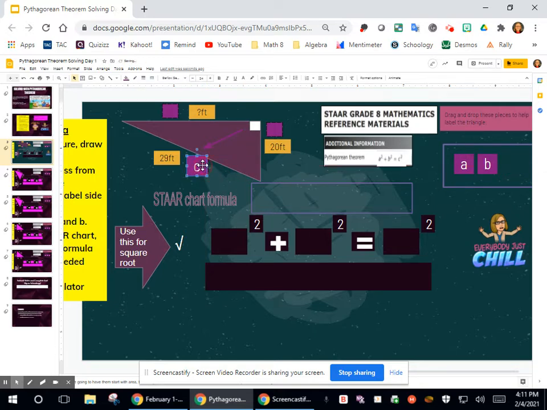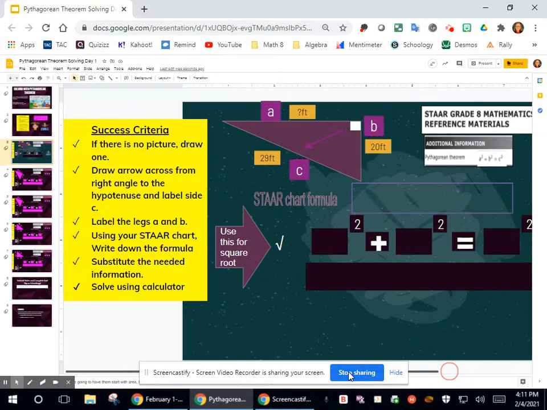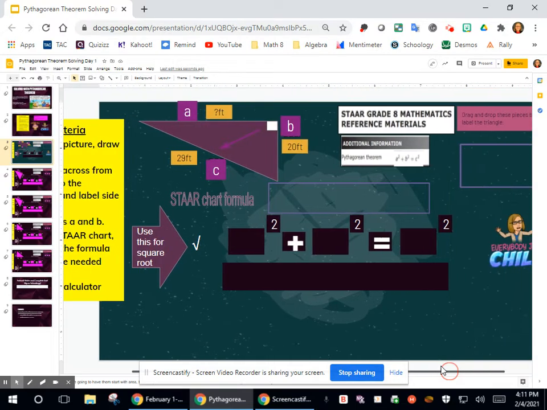If you do not like dragging and dropping, because some of y'all really didn't like that yesterday because of your device, you can just type in C in the box if you would like. So we got C, and I feel like I want 20 to be B, and A. Now we need to follow my success criteria. Label the legs A and B. Oh, I already did that. Using your star chart, write down the formula.